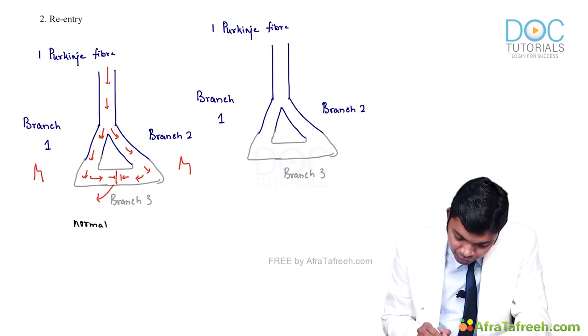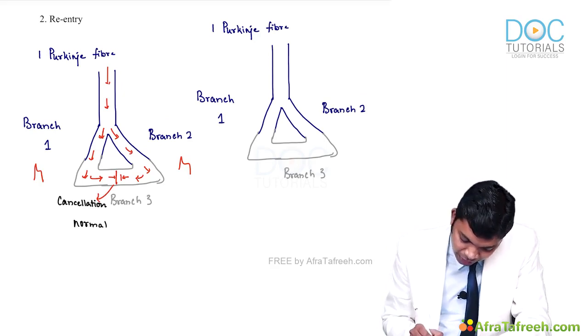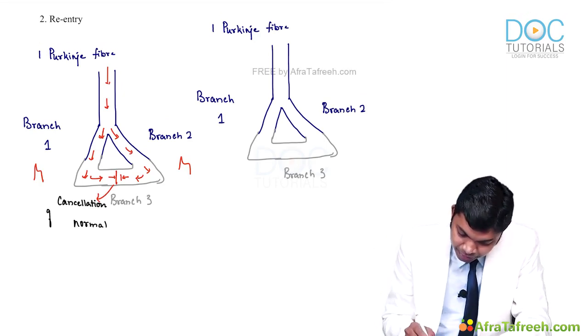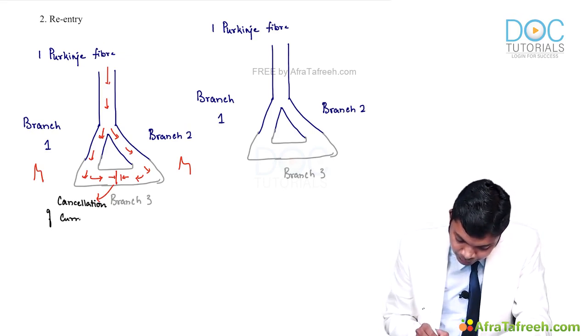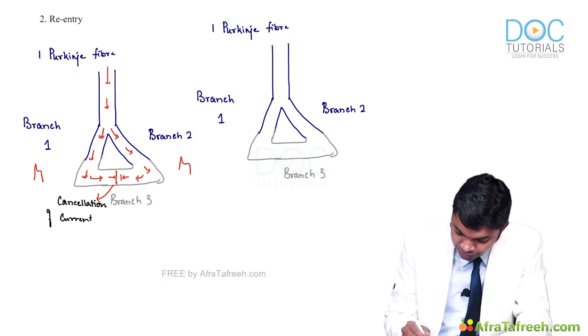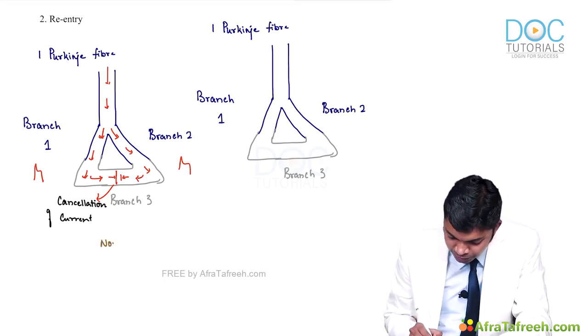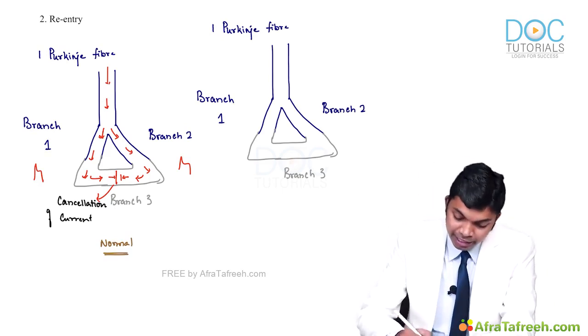So in branch 3 you will have cancellation of current. This is how normal conduction takes place, doctors. Okay, good. So now what happens in re-entry mechanism?